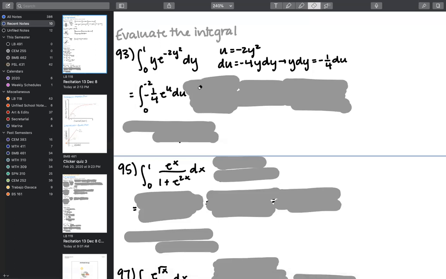So we're doing the plug-in step. u is equal to negative 2y squared. So we plug that in here and it's e to the u. We also have y dy equal to negative 1/4 du. So we plug all that in.